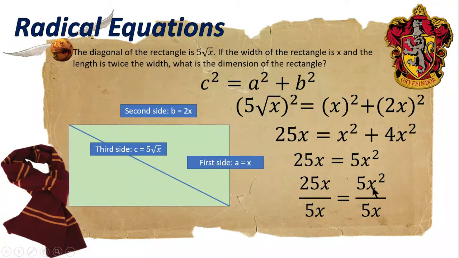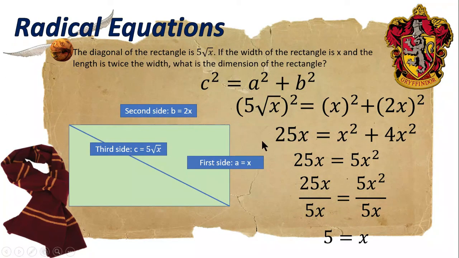So what is left here? x divided by x is nothing, and 25 divided by 5 is 5, and 5 divided by 5 is 1, and x squared divided by x will be just x. So what is left here is 1x, or x. So the value of x is 5.